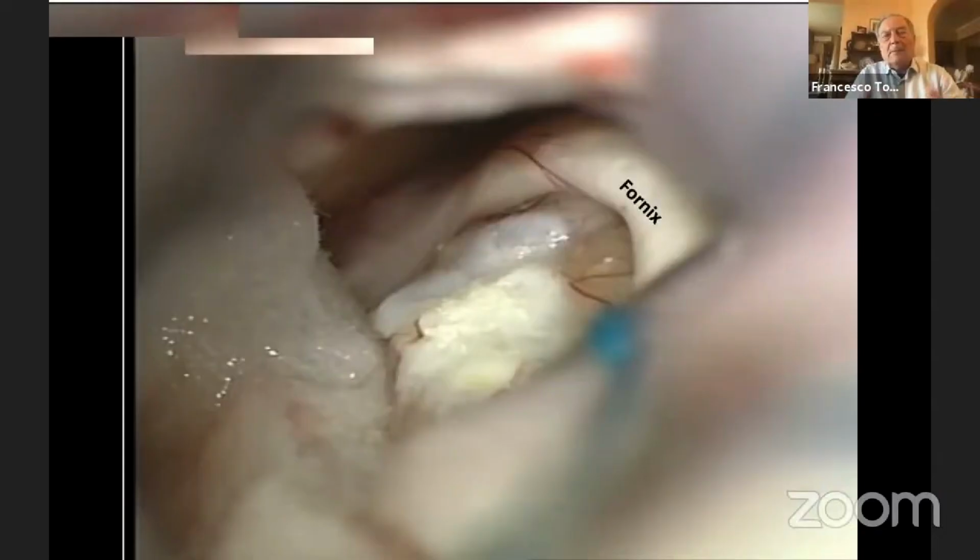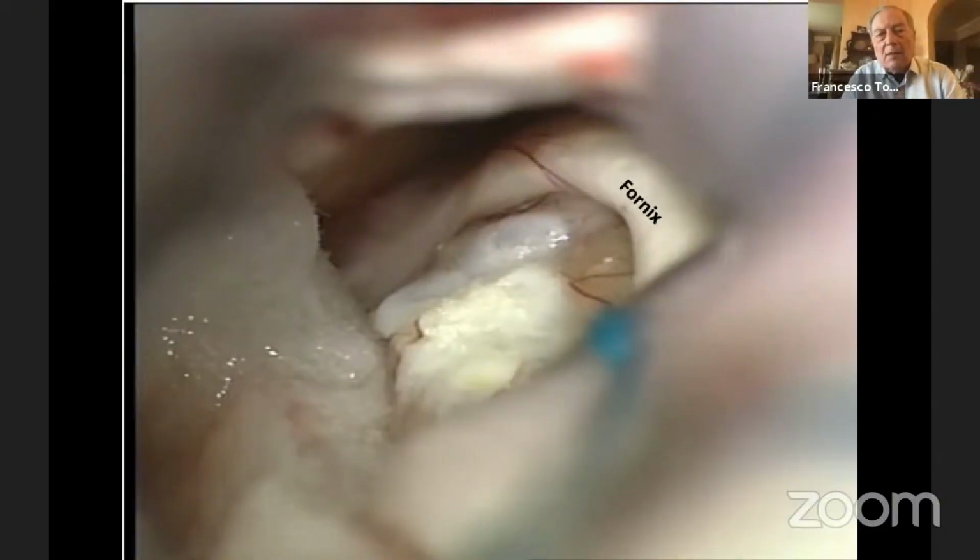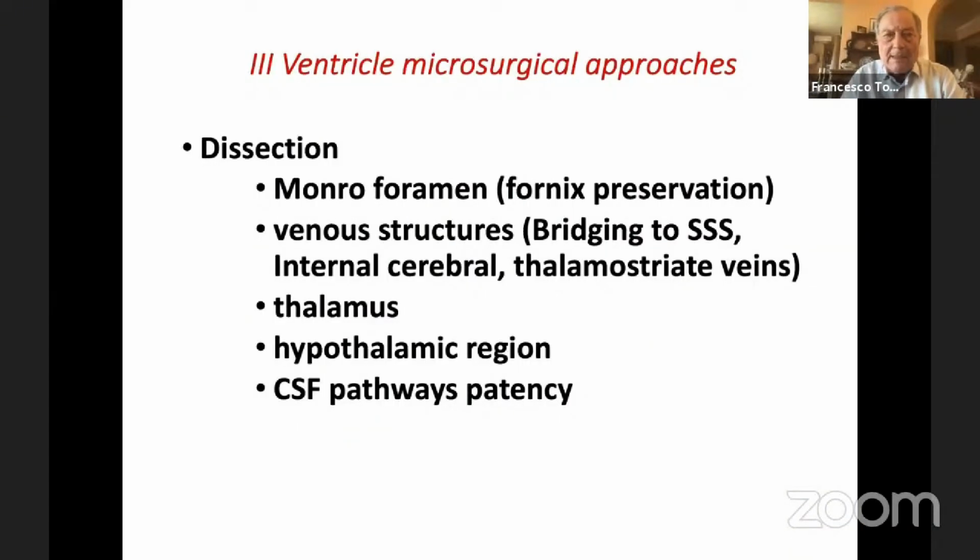And the importance of the Monro foramen is obvious, because around the Monro foramen there is the anterior column of fornix and the body of fornix. This is the injury. As we know, the injury to this structure can give some important cognitive disturbances and memory disturbances. So the preservation of this structure is absolutely very, very, very important, as I said.